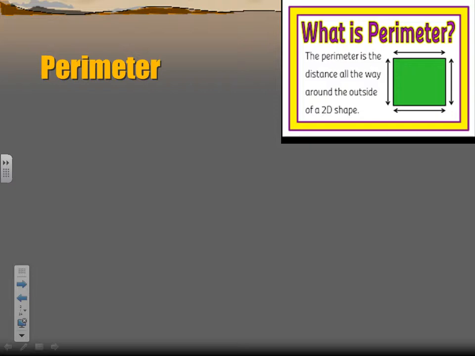So perimeter means we're going around the outside of something, the outside. So here you can check the arrows and see that. Think of those solid lines that go around the outside. That's how I think of it. It's not the green stuff on the inside. It's the solid lines around the outside.